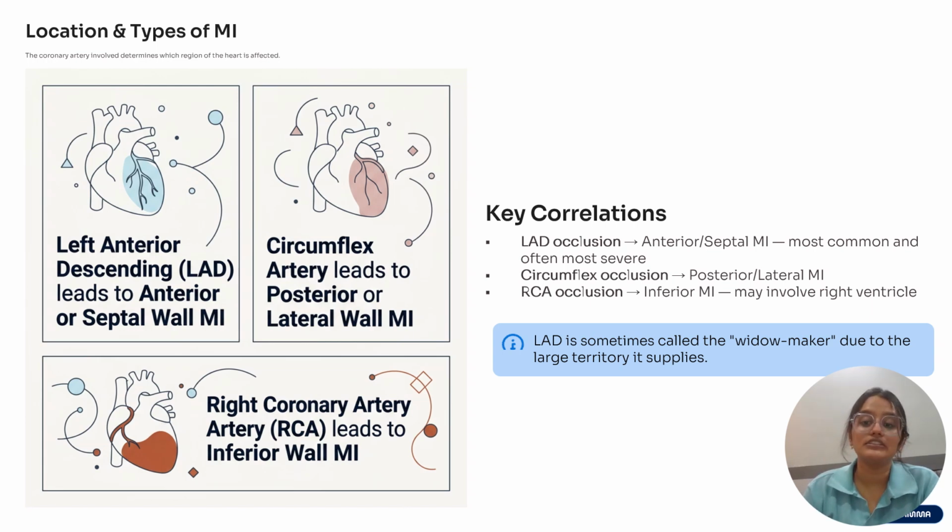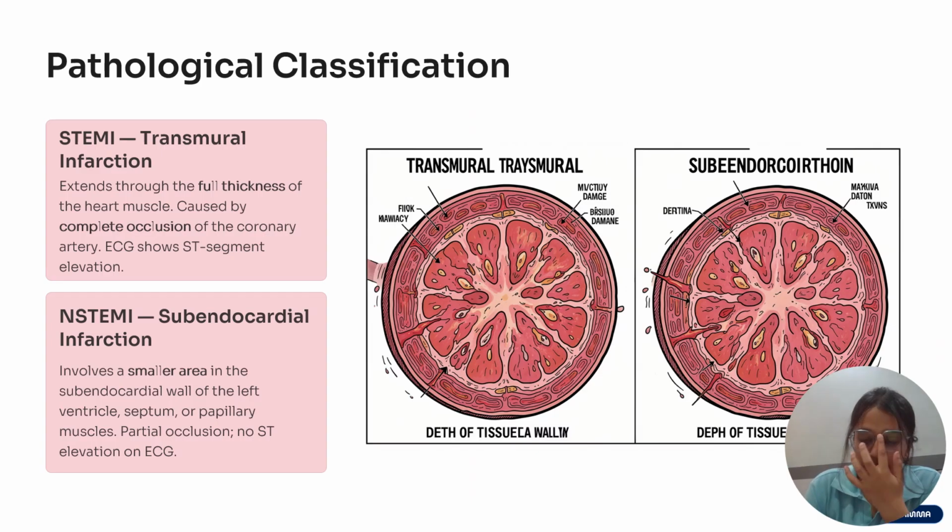Now the LAD, the left anterior descending coronary artery, is sometimes also called the widow maker because it supplies most of the heart muscle, most of the territory of the heart. Pathological classification: basically two types, transmural infarction and subendocardial infarction. STEMI is the full form of ST elevation myocardial infarction. NSTEMI is non-ST elevation myocardial infarction.